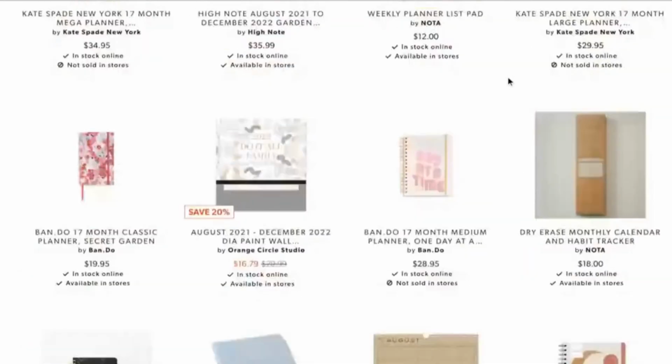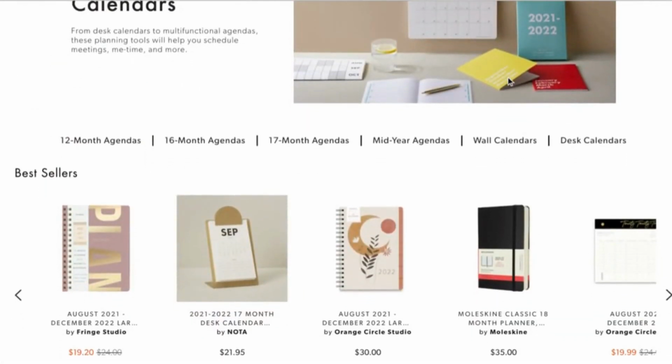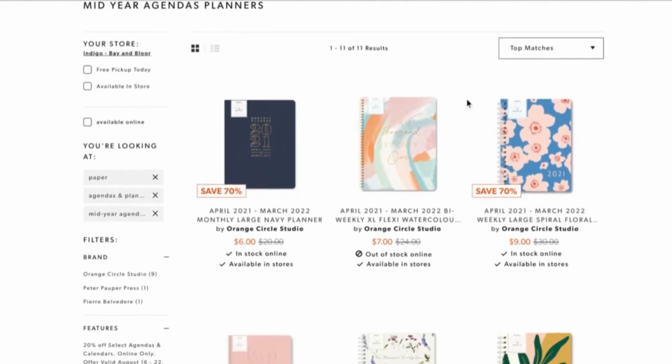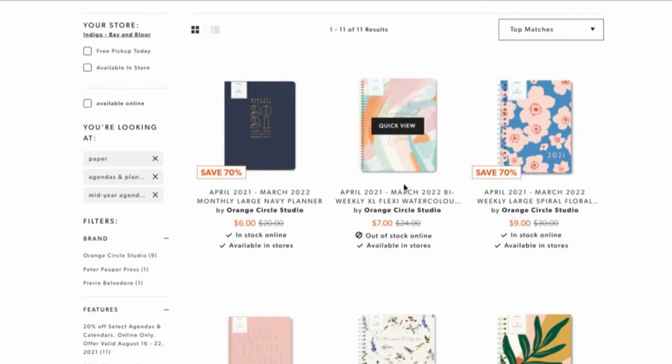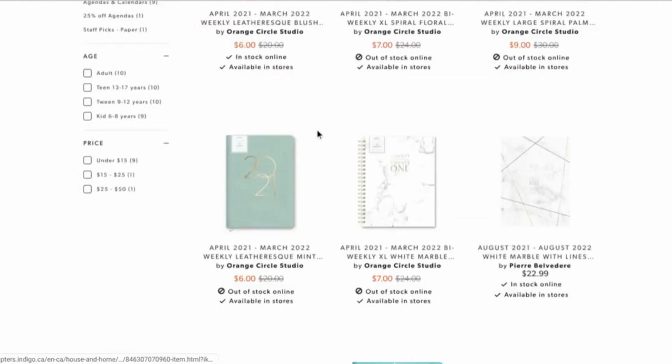And let's go into one of these other categories and see if we can get a little bit more specific. Let's check out these mid-year agendas. So this is something that people would be purchasing perhaps in the middle of the year, from April to March, but that is something else to think about.